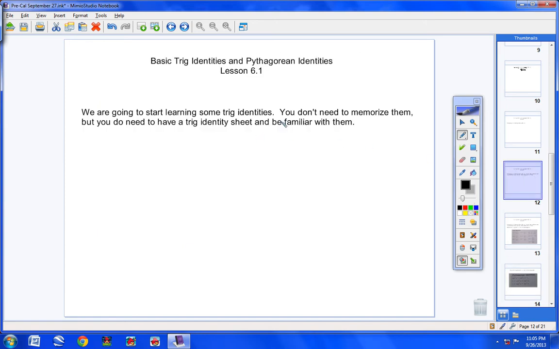In fact, that leads me up to what I'm saying now. Men, would you please listen to me? You need to start an official trig identity sheet. And this is going to be a sheet of paper in which every time I introduce a new set of trig identities, you pull this sheet of paper out and you write them on there. You don't write them in your notes, you write them on the trig identity sheet.